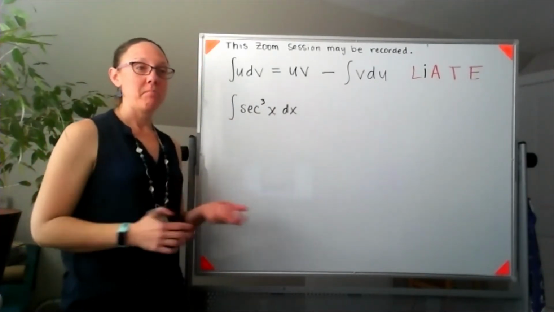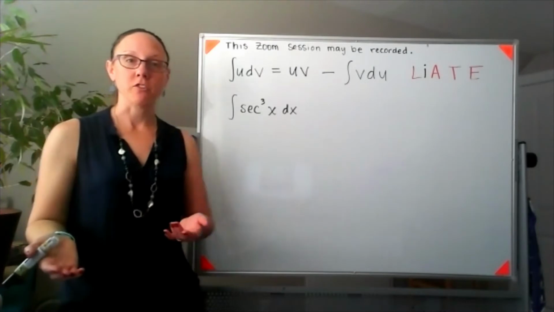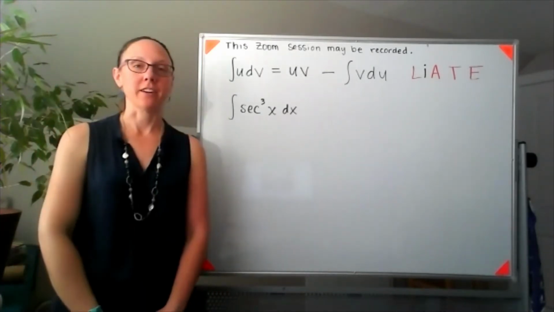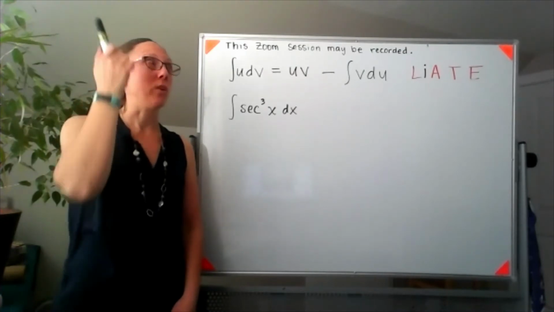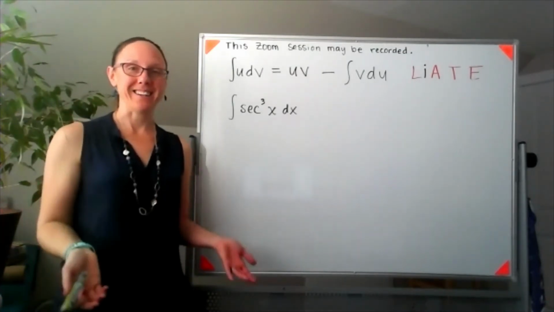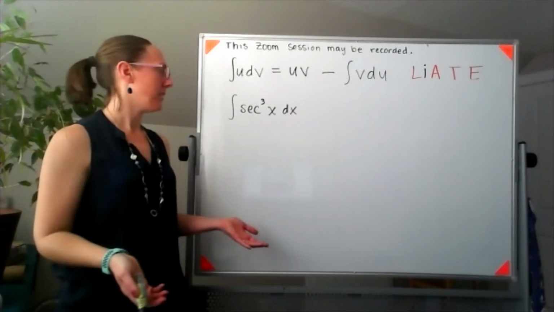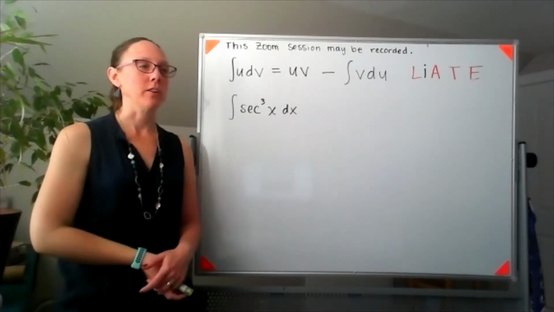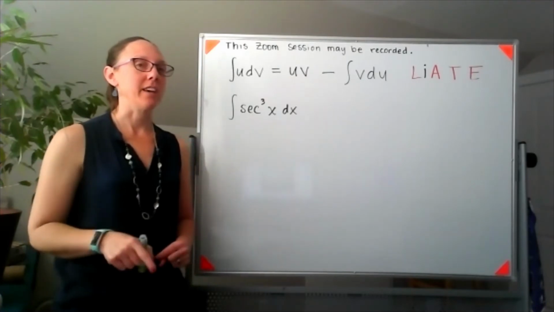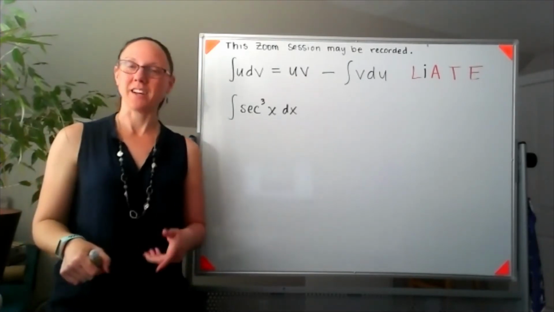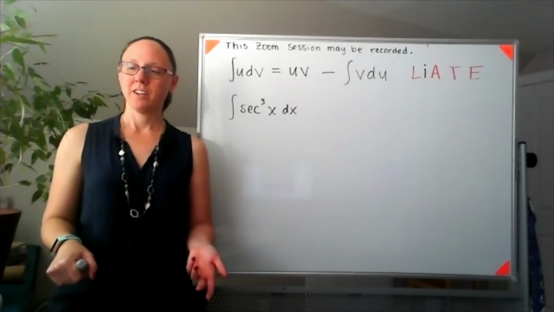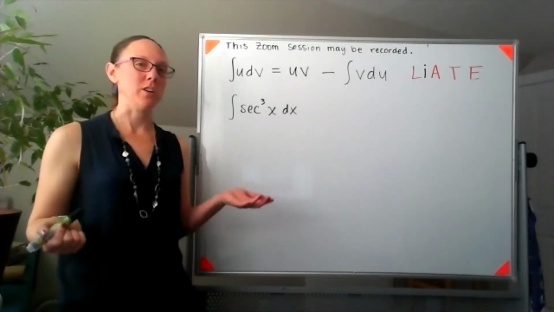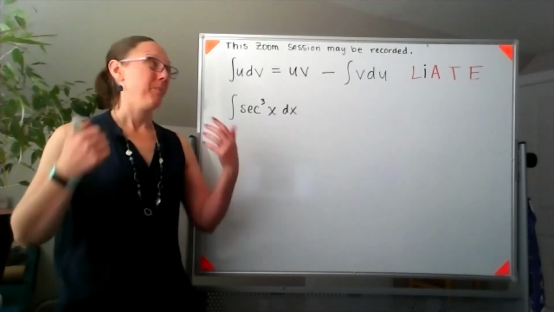So here I've got a somewhat straightforward looking trig function. I'm looking at secant cubed x and trying to find the antiderivative. Secant cubed isn't anybody's derivative. And if I were to try to think about a u substitution, the derivative of secant of x is secant of x times tangent of x, and I don't have a tangent in there. So a u substitution isn't going to help.